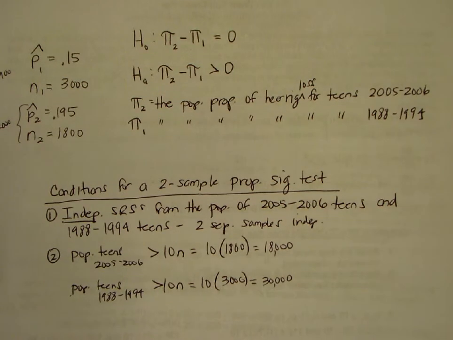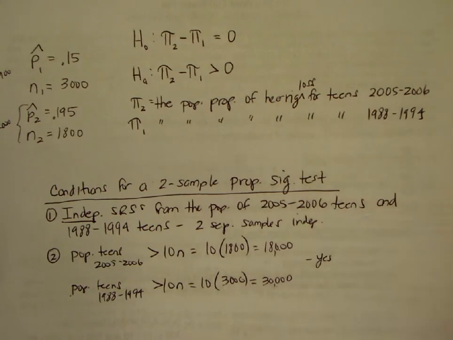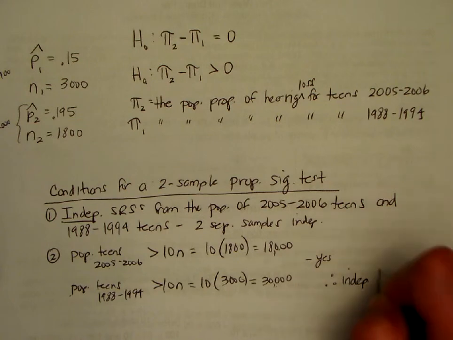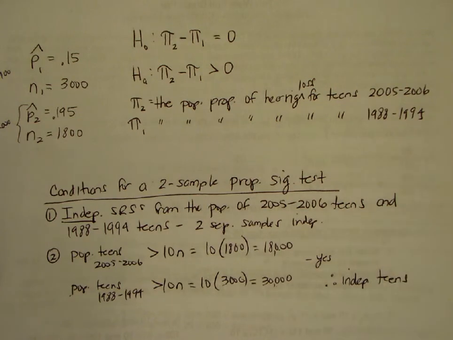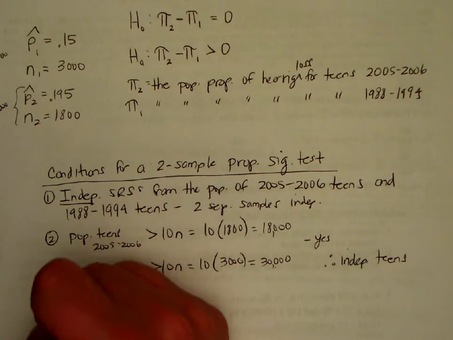Okay, so more than 18,000 teens in the year 2005, 2006, yes. So we would say yes. So the first two conditions tell us that we have independent teens. Now I get to the third condition.